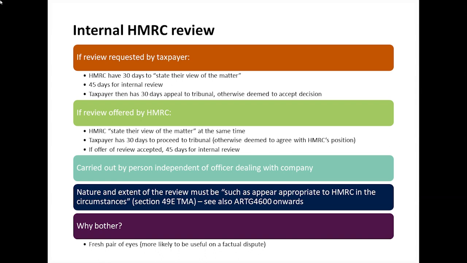If it's HMRC who offer the review, the process is similar, but they don't have 30 days. They just state their view of the matter at the same time as they offer the review. The taxpayer can then choose at that point to reject the offer of review and proceed straight to the tribunal. And otherwise, they're deemed to have accepted HMRC's position. But if they accept the review, then the process starts for HMRC, and as above, they have 45 days to do it.